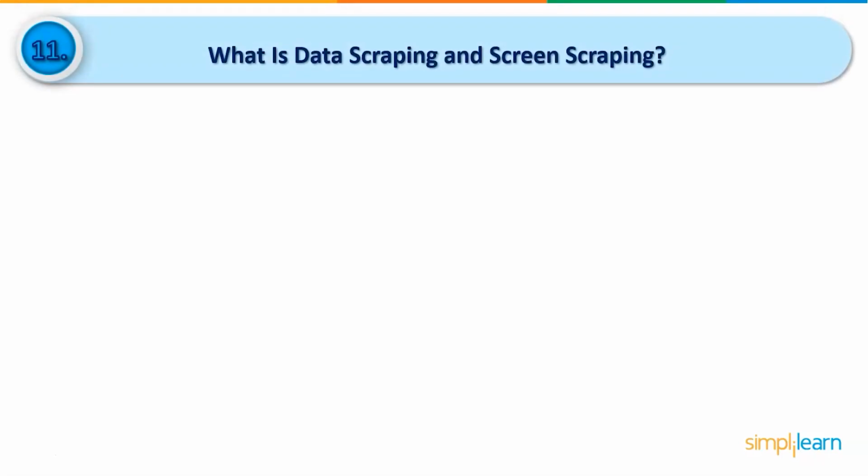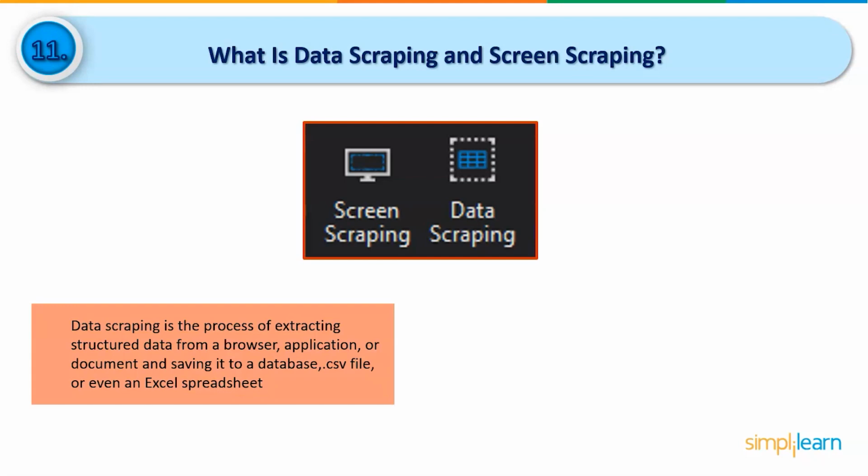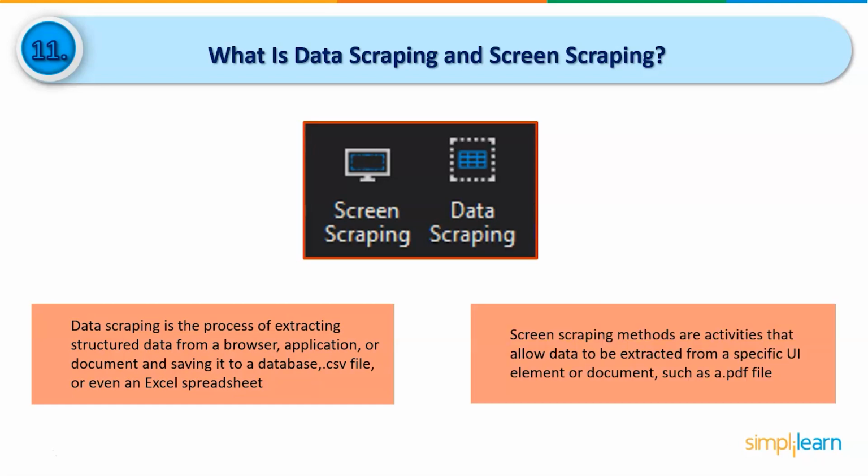What is data scraping and screen scraping? Data scraping is the process of extracting structured data from a browser, application, or document and saving it to a database or a .csv file or even an Excel spreadsheet. Screen scraping methods are activities that allow data to be extracted from a specific UI element or document such as a .pdf file.